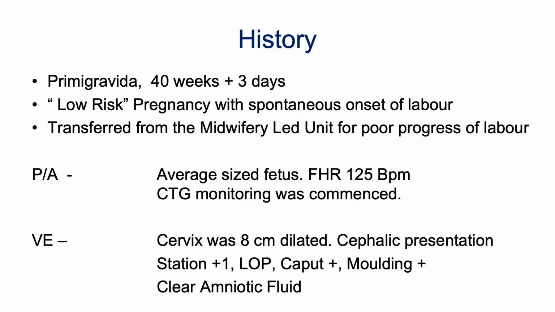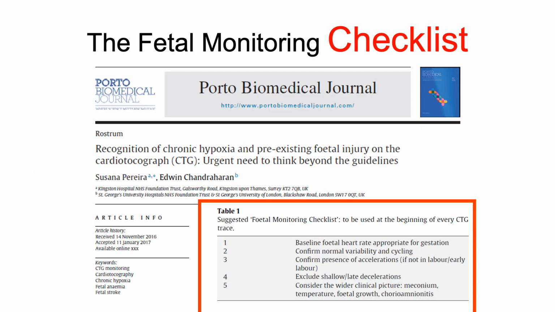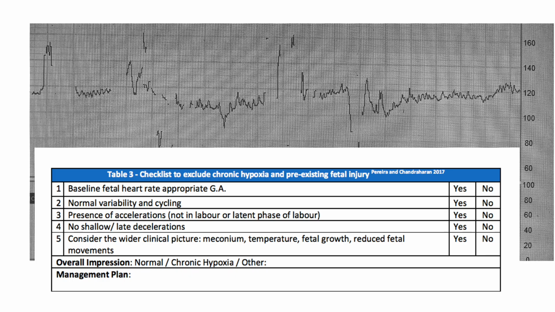On vaginal examination, cervix was 8 centimeters dilated, cephalic presentation, the station was +1 station, the fetal head was in a left occipito-posterior position with minimal caput and molding, and the amniotic fluid was clear. So let's first ask ourselves, is this fetus fit to undertake the journey of labor? So this is the starting CTG. So let's use the checklist from the physiological guidelines.